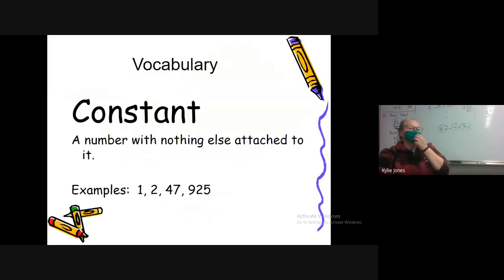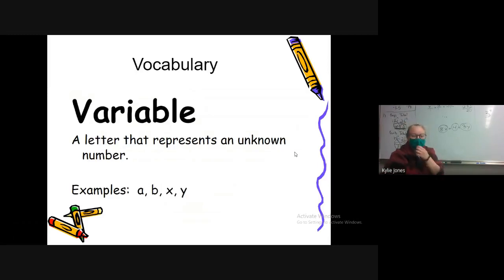So let's review a little bit. It's getting hard to talk with this thing on. A constant is the number that's being added or subtracted with nothing else attached to it. In this example, 4 is your constant. It's all alone, no variable, just the number, right? So that's our constant. Our next one is our variable. We've talked about what a variable is. It's an unknown number, something that we can plug in at any point.